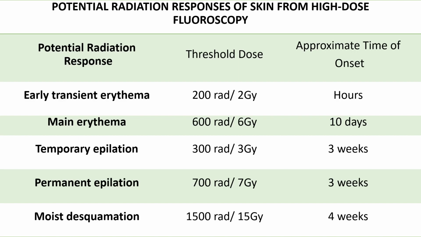Temporary epilation, temporary hair loss, 300 rad, 3 gray, onset niya ay 3 weeks. Permanent epilation, 700 rad, so 7 gray, 3 weeks din. And moist desquamation, 1,500 rad or 15 gray, 4 weeks ang kanyang onset. Okay. So yan ay potential lang naman. Potential radiation response. It may happen or it may not happen.